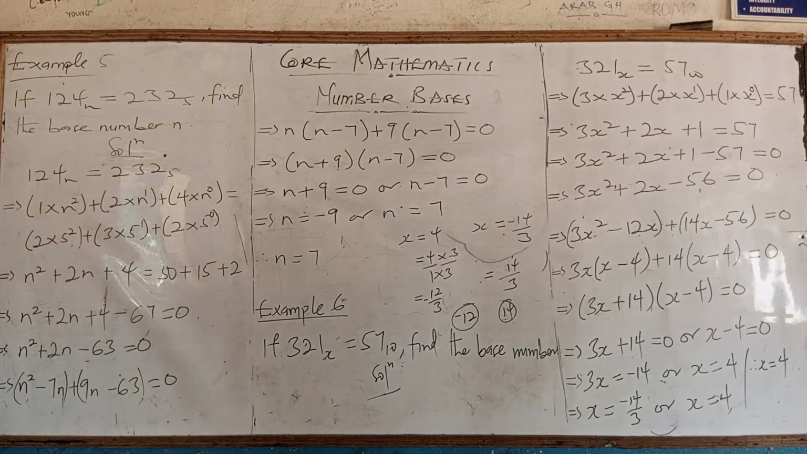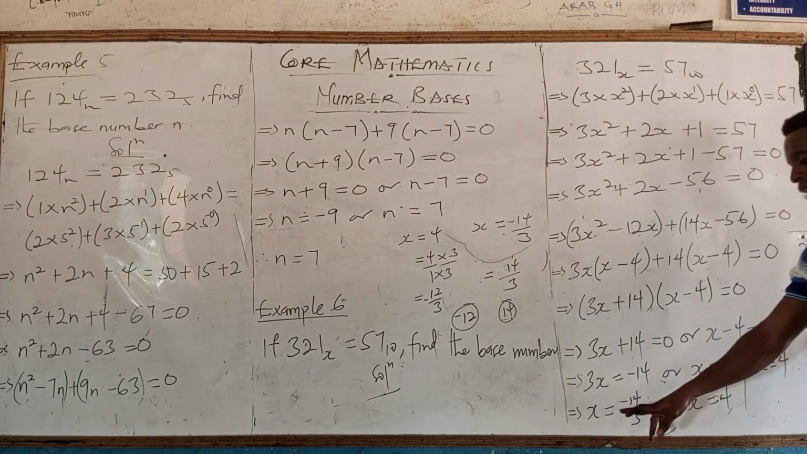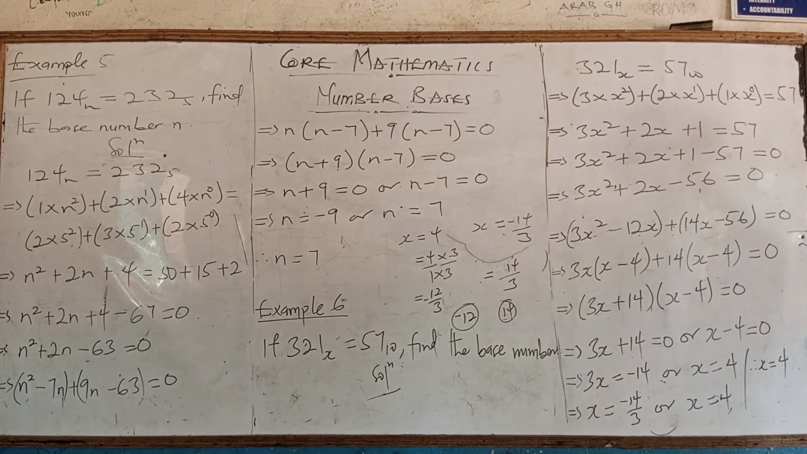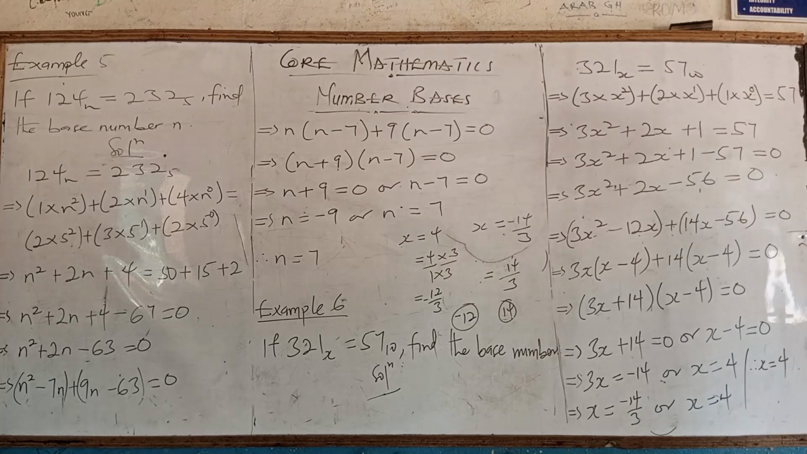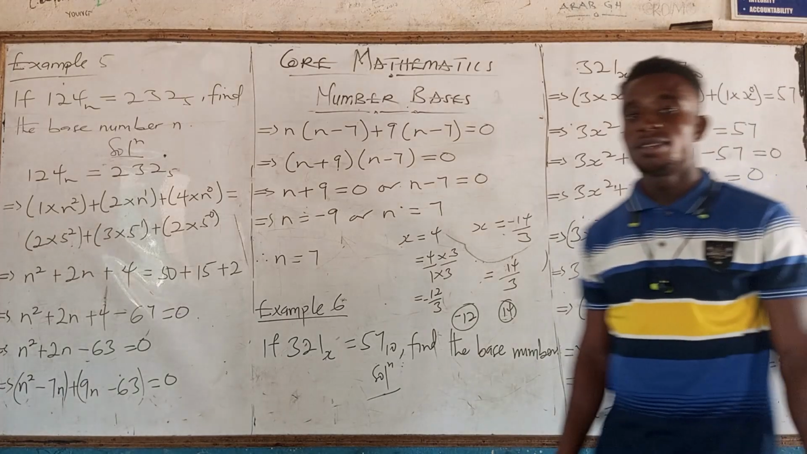X is equal to 4. We are saying x is equal to 4 because what? Here we have a negative. So a base number can neither be negative nor what? Fraction. Okay, so that is that. So therefore x is equal to that. Are we okay?